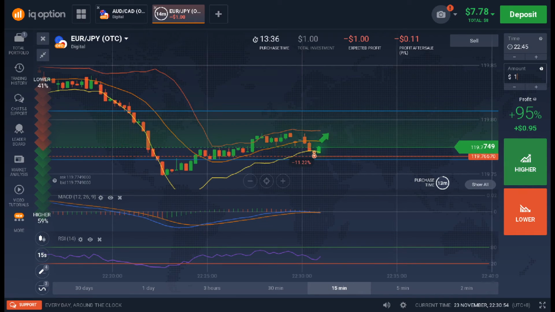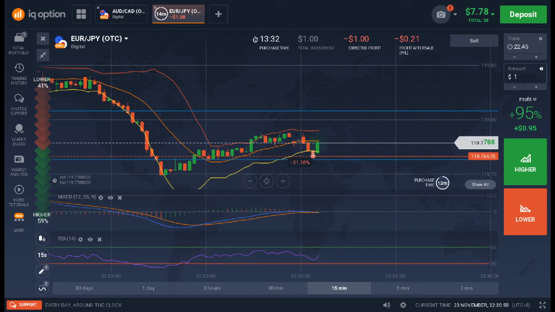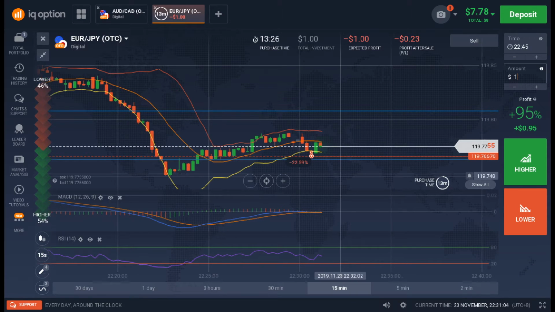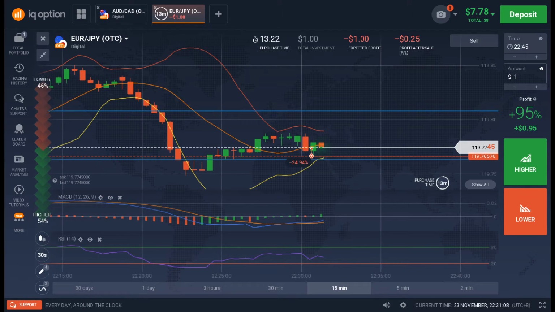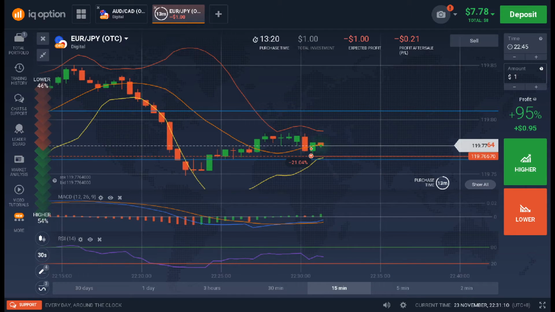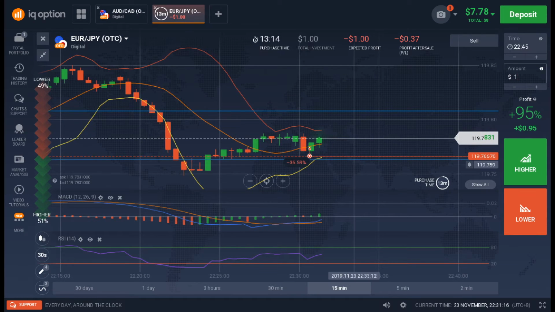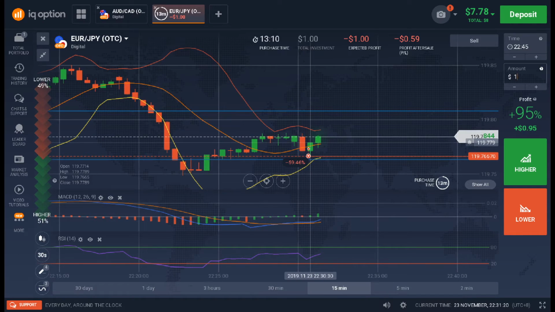Come on. Oops, looks like it's negating our assumption. It is. But it is coming back. Okay, let's just wait for that thing to go down. Okay, so it crossed the MA20 line, so not a good sign.